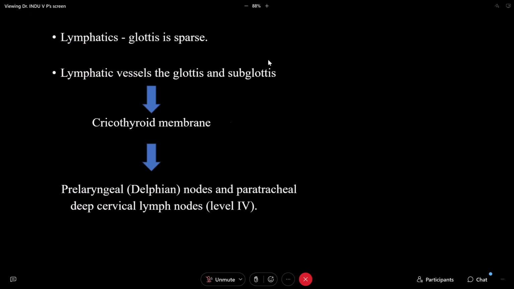The submucosal lymphatics are sparse in the glottis, and the lymphatic vessels from the glottis as well as the subglottis pass through the cricothyroid membrane, draining into the prelaryngeal and paratracheal lymph nodes and into the deep cervical nodes.